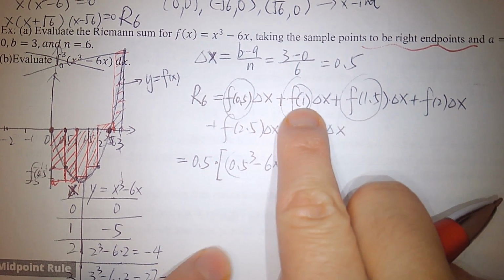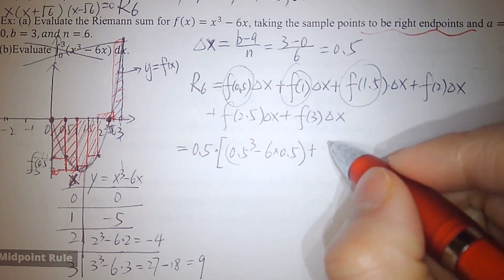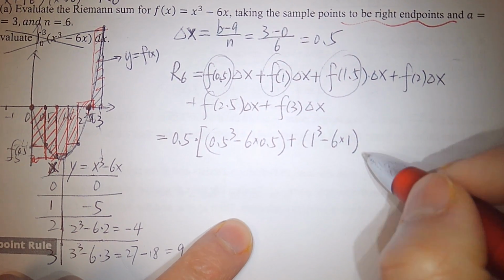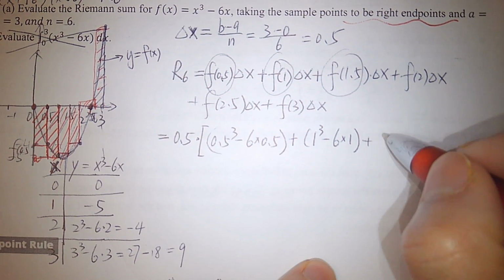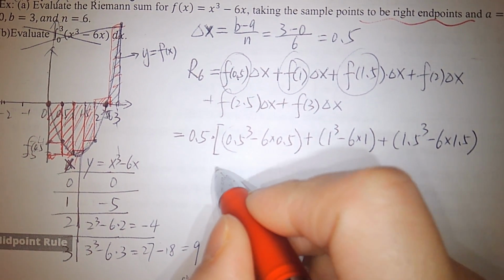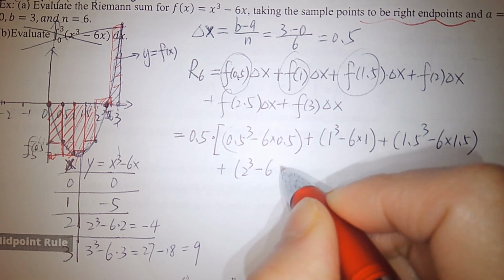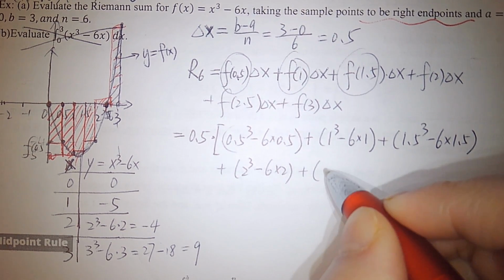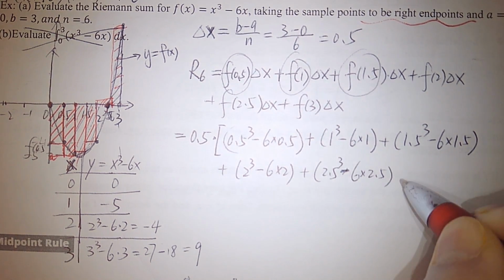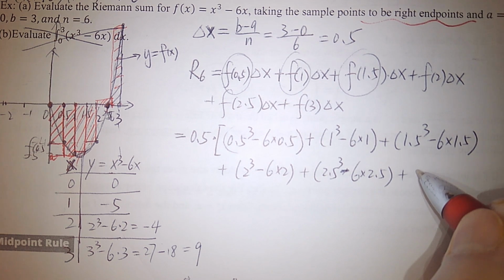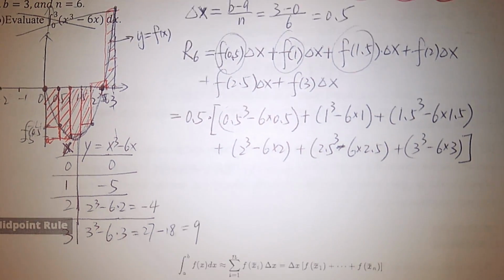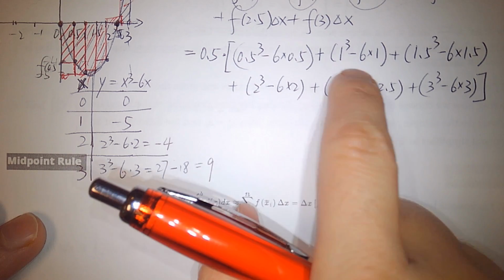Then plus f of 1, when x equals 1: 1 cubed minus 6 times 1. And plus x equals 1.5: 1.5 cubed minus 6 times 1.5. x equals 2: 2 cubed minus 6 times 2. Plus 2.5 cubed minus 6 times 2.5. Plus 3 cubed minus 6 times 3. Whew. So we have to compute these values one by one.